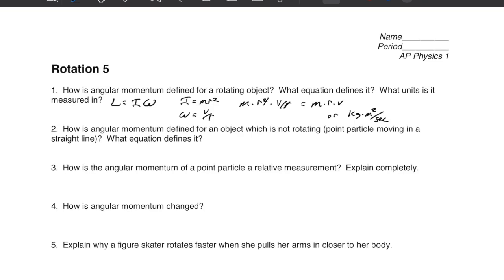How is angular momentum defined for an object which is not rotating, a point particle moving in a straight line? We're going to calculate that as mvr: the mass of the object moving in a straight line, multiplied by its linear velocity, multiplied by r, or the radius. And our radius is the distance between the line of action, the line that it's going to be moving across, and the system's pivot point. So r is the distance between the line of action and the system pivot point. And we can see that we got the mvr. It was kind of resolved or derived in number 1.